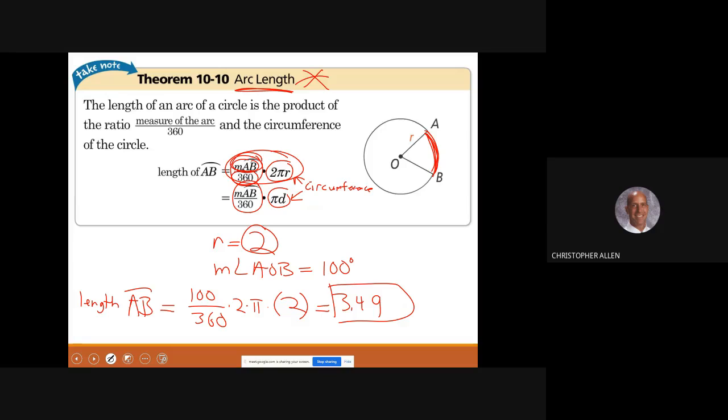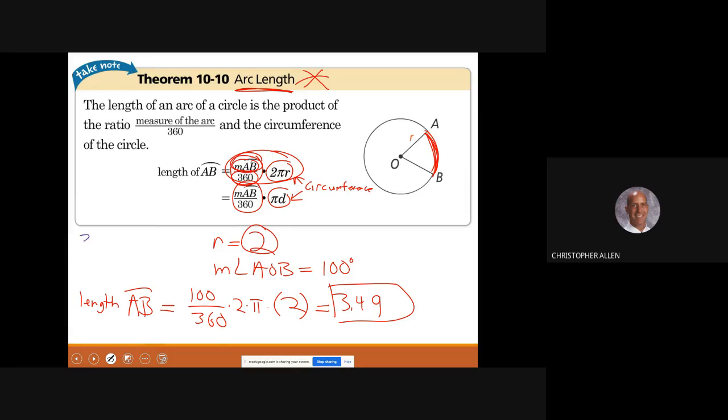You have pi on yours? Yeah, let me see. Usually there's a pi button. I do not see a pi button. Okay, sorry.